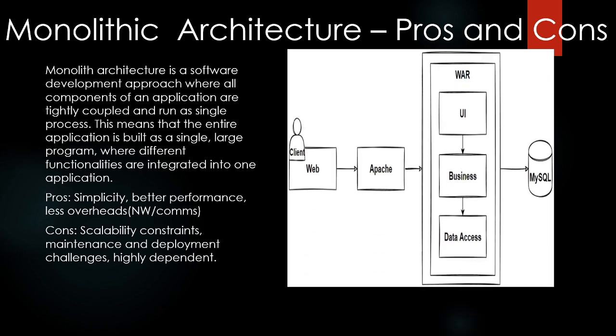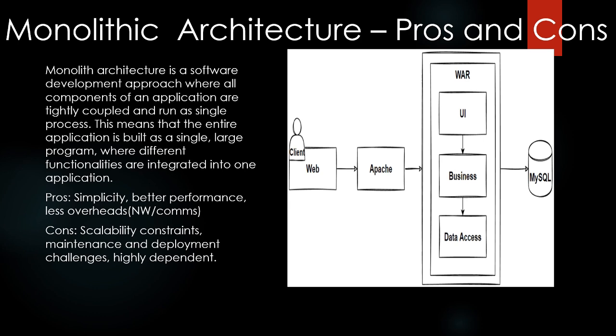For example, this represents the monolithic architecture where you can see the client accessing, say, a web application where the UI layer, business layer, and the data layer are all coupled as one single WAR unit. So that's how it is designed. And there are pros and cons with this architectural approach.